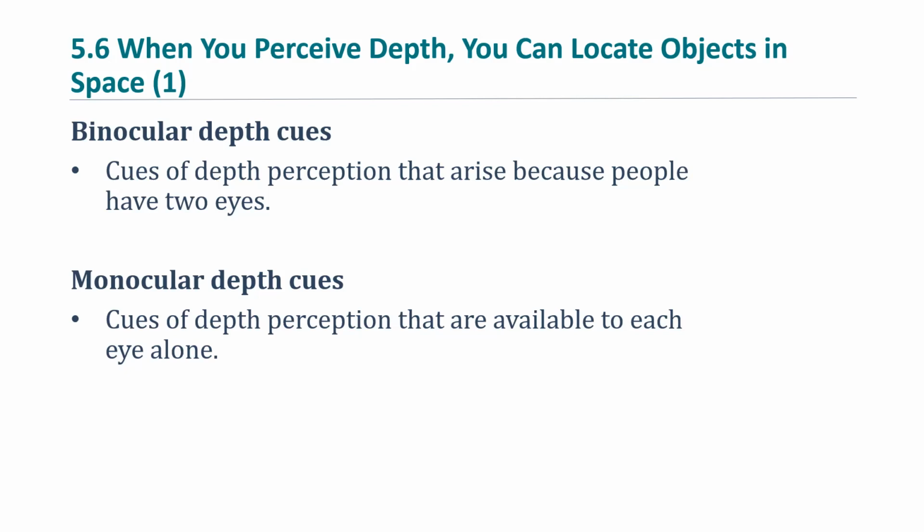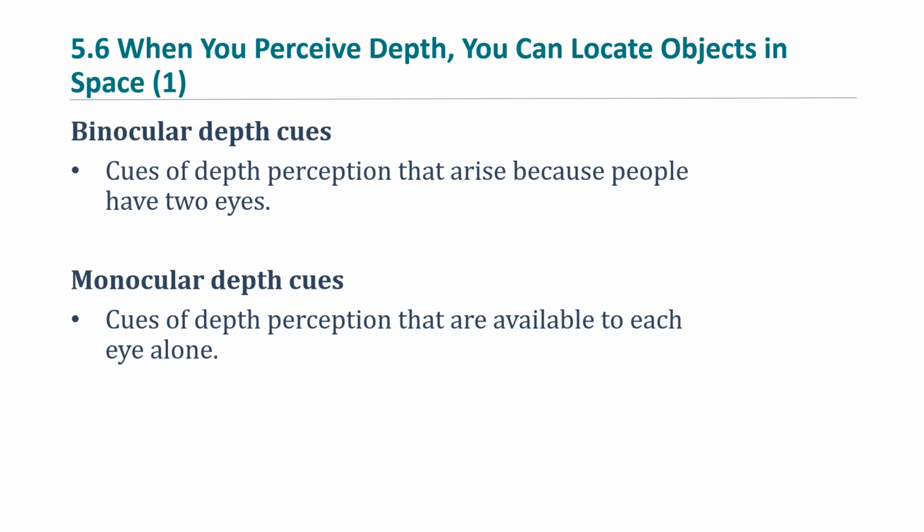Monocular depth cues are cues of depth perception that are available to each eye alone. So you can see these using only one eye. They're also known as pictorial cues because they're used by artists to create a sense of depth in their pictures.